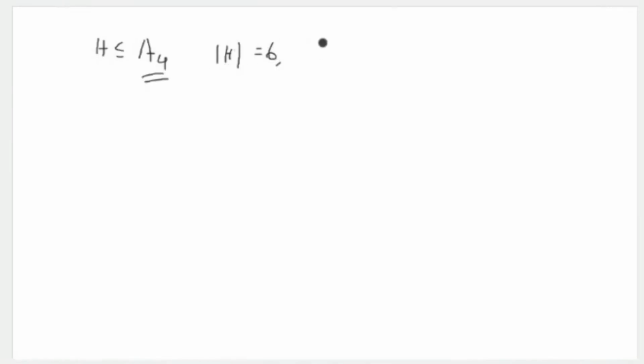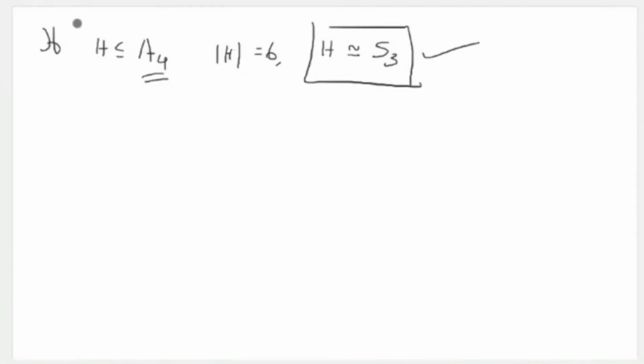Then H must be isomorphic to S3. Can I conclude this? See, all these are simple results. If H is a subgroup of A4, if there exists one. If this is not true, we are going to argue that it cannot exist. So if possible, there is a subgroup of order 6 in A4. What happens? This must be isomorphic to S3 because A4 cannot contain an element of order 6.